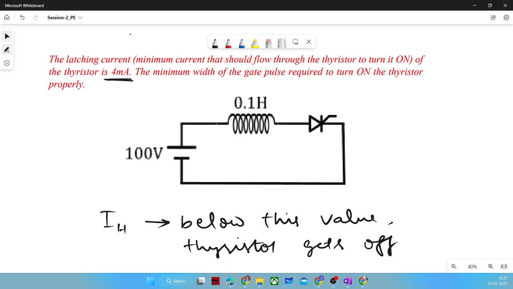Sir, yeah, go ahead, please. Are these devices, thyristors, being used in industries like MOSFETs and IGBTs?